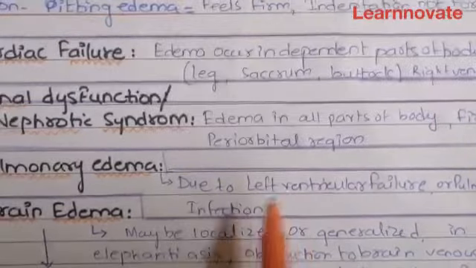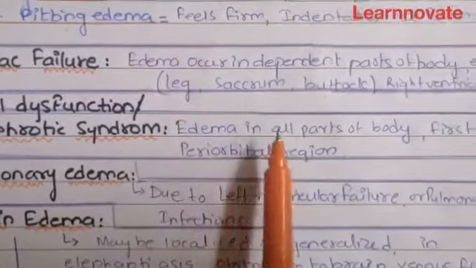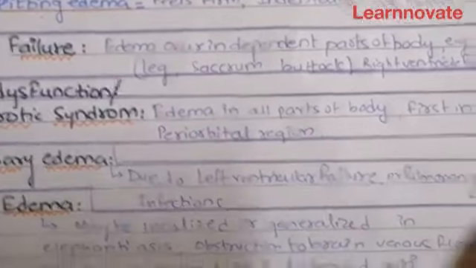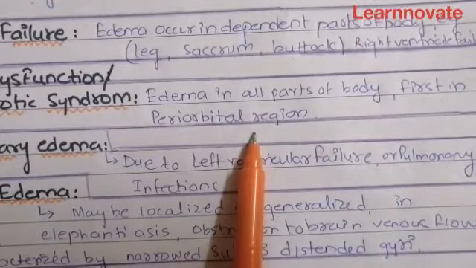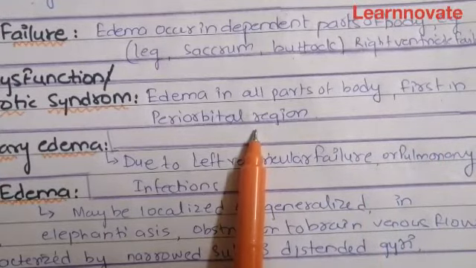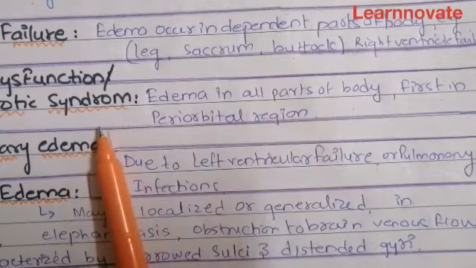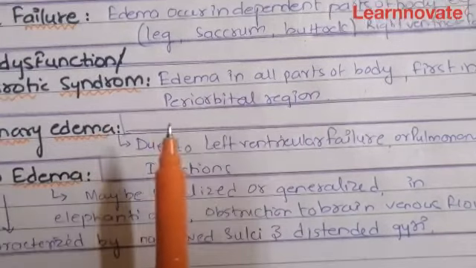The second one is renal dysfunction or nephrotic syndrome. Here the edema can occur in all body parts, that is, systemic edema can be seen. But first, periorbital edema occurs, and then this edema is going to occur in all parts of the body. This is a characteristic feature of nephrotic syndrome or kidney dysfunction edema.